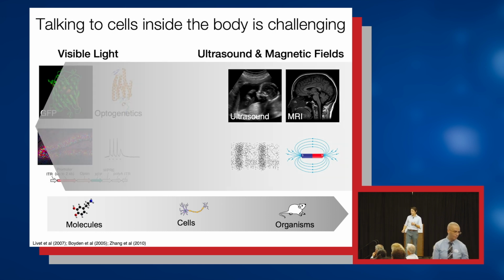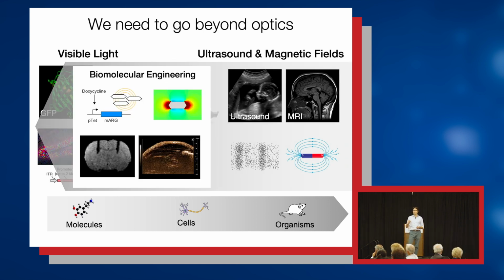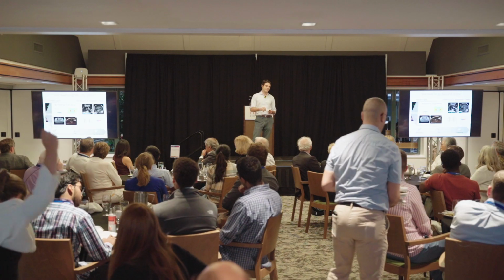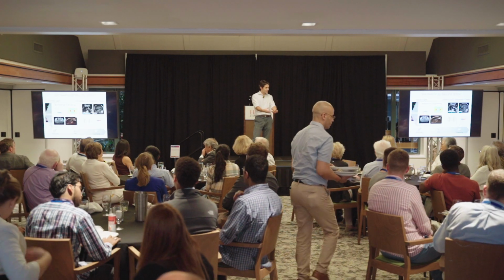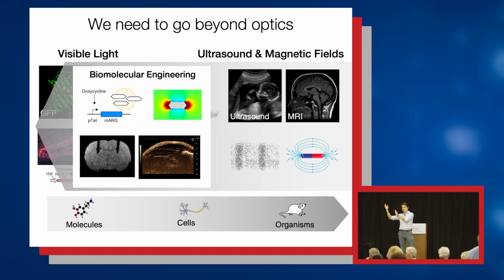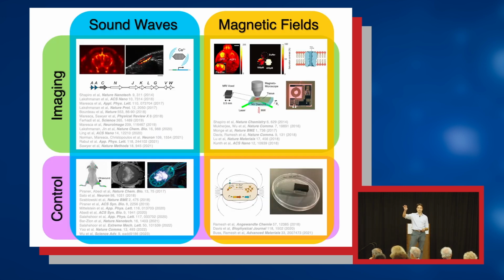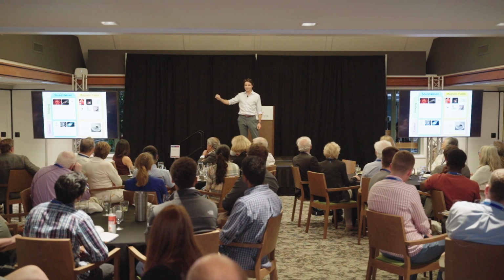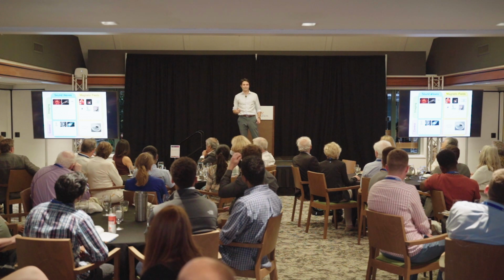The way we approach that is through biomolecular engineering, meaning that we find proteins and other genetically encodable materials that a cell can make that have the right physical properties to, instead of interacting with light, interact with sound waves and magnetic fields. The work in our lab over the last 10 years really breaks down along the lines of sound waves and magnetic fields and devising ways to use them to image and control cells. But today, I'm going to talk exclusively about sound waves, and almost exclusively about imaging, but then I'll say a little bit about control at the end as well.